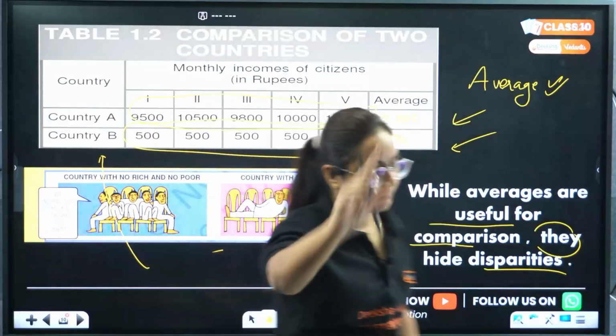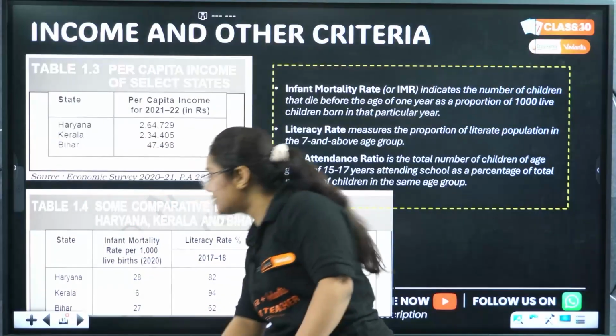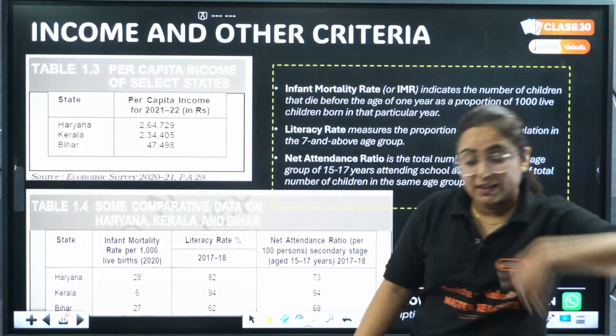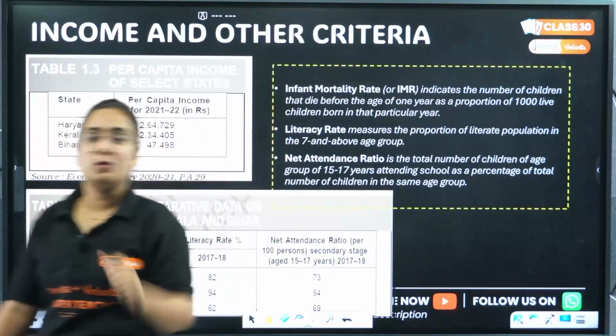So this is what I want to tell you, that the World Development Report published by World Bank, criteria per capita income failed. Now what next? To understand it better, what was the problem?